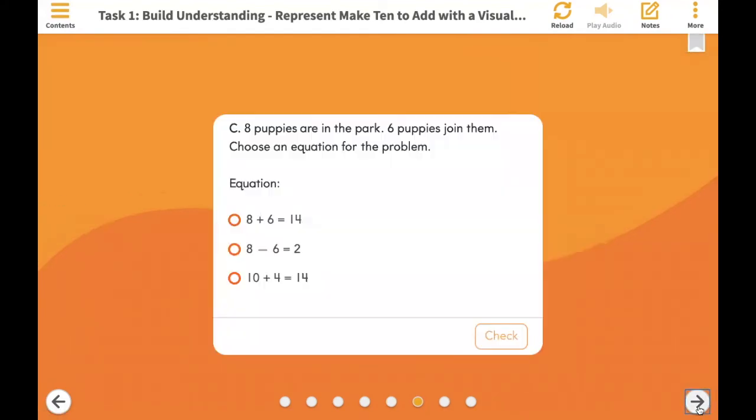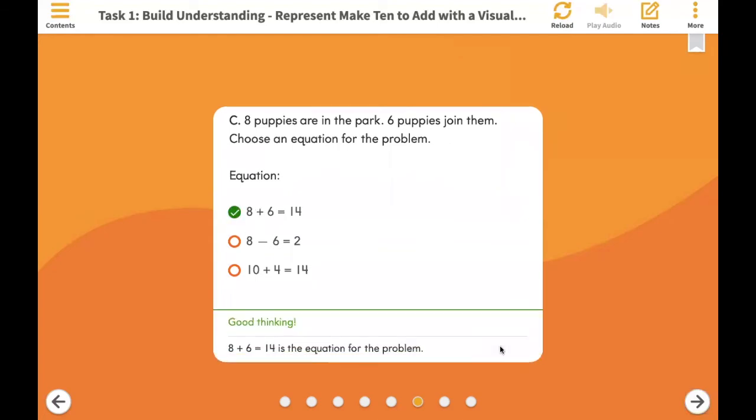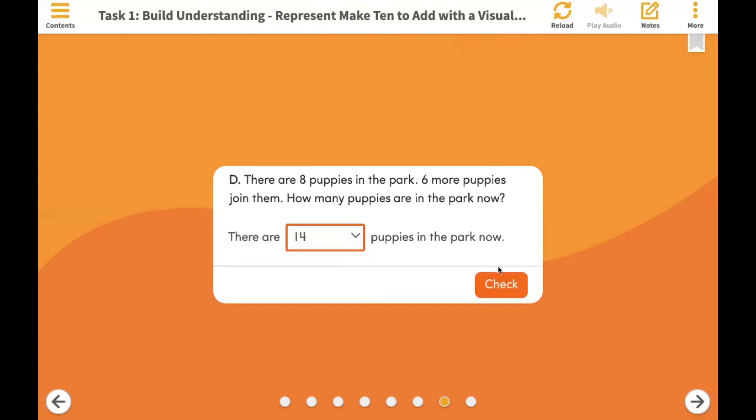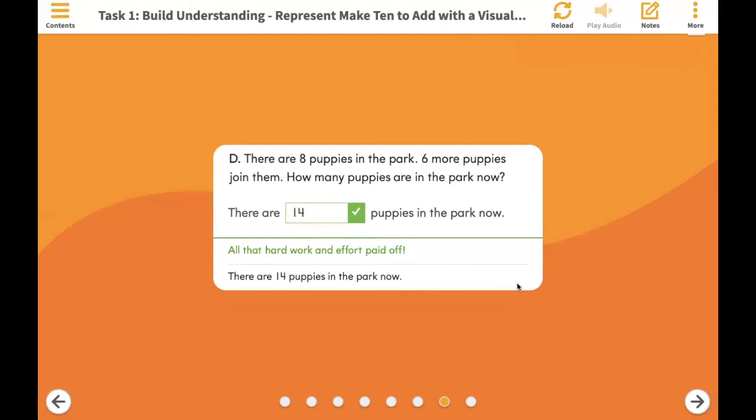Letter C. 8 puppies are in the park. 6 puppies join them. Choose an equation for the problem. So we can use 8 plus 6 equals 14. And that's our equation for the problem. Let's put in our final answer. We figured out that there are 14 puppies in the park now.